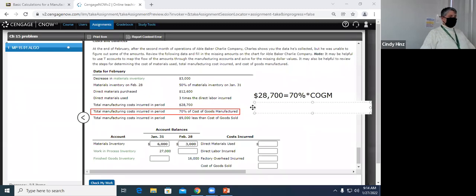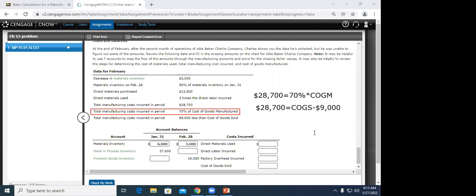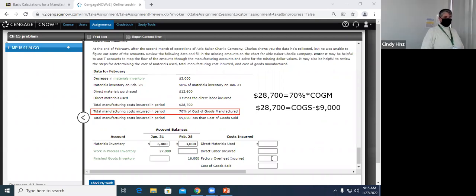And then in the next line, you're told total manufacturing costs incurred are $9,000 less than cost of goods sold. And Seth, I just realized we read that wrong when we looked at this earlier. So you'll want to take note of what I'm about to do here. So total manufacturing costs of $28,700 were $9,000 less than cost of goods sold. And I think, Seth, we were talking earlier, we had used cost of goods manufactured there, but that's not what it says. The total cost incurred, $28,700, is $9,000 less than cost of goods sold, not cost of goods manufactured. Okay, thanks. Yep. And so from there, you should be able to solve for cost of goods sold.